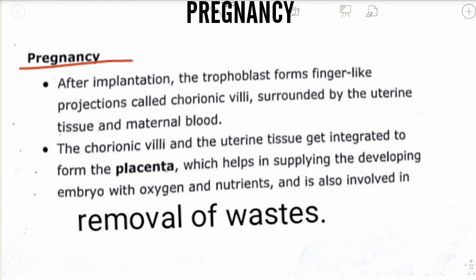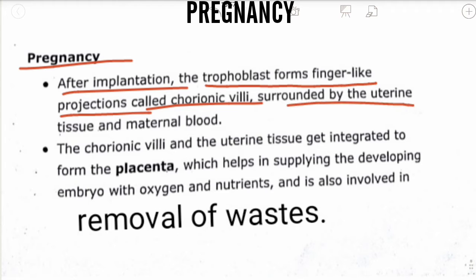Pregnancy. We have already learnt about implantation, where we understood about the trophoblast and the inner cell mass. After implantation, the trophoblast forms finger-like projections called chorionic villi, surrounded by the uterine tissue and the maternal blood. Let's say this is the layer of the uterus.